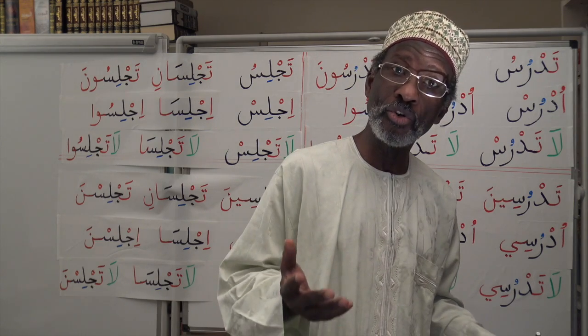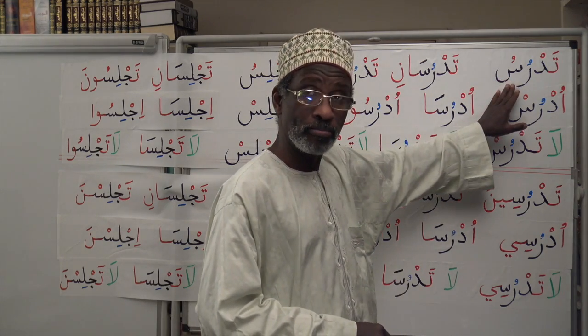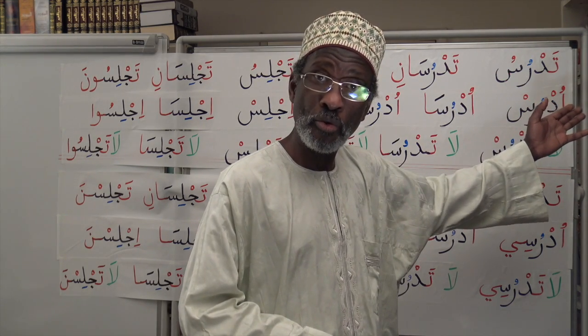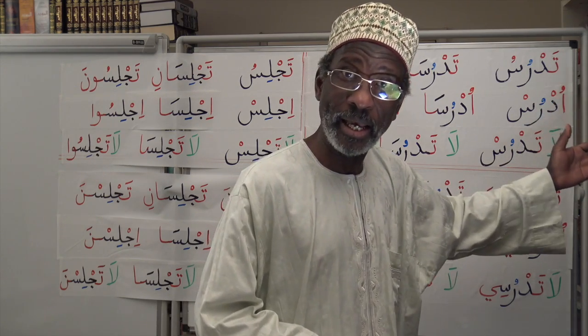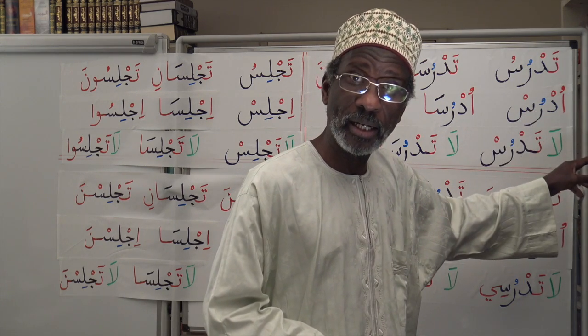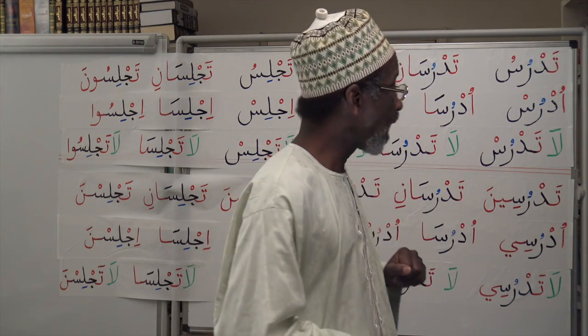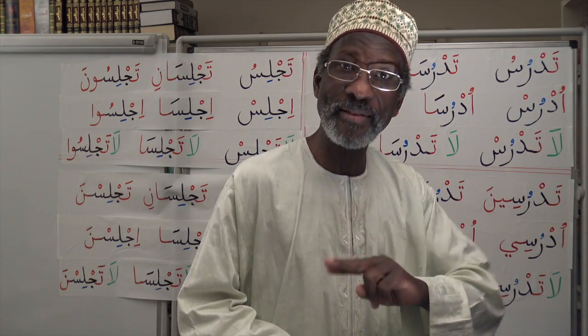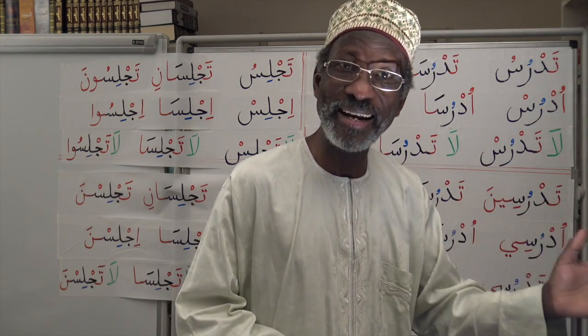Now, let's explain the negative imperative. Remember that negative imperative means don't do something. Now, we have tedrusu, which is present tense, you masculine singular, studying. Udrus, that is imperative, study. That's the instruction to do something. That is the imperative, fi'l amr. Now the negative imperative, let's compare that to the imperative. What are the differences between imperative and negative imperative?